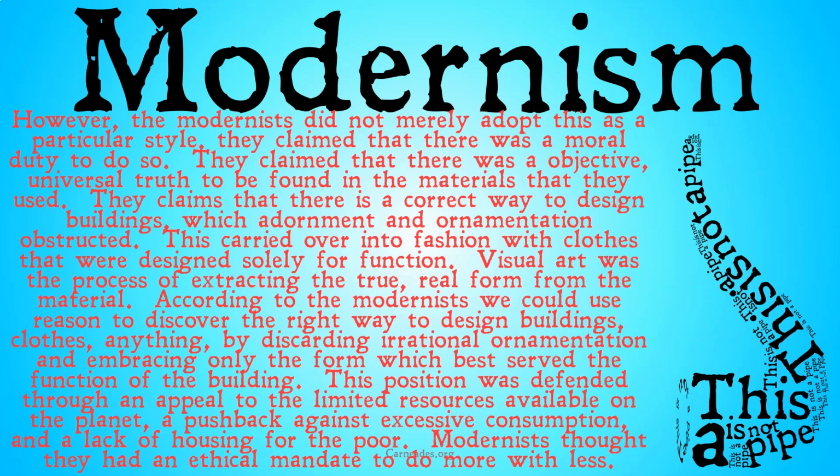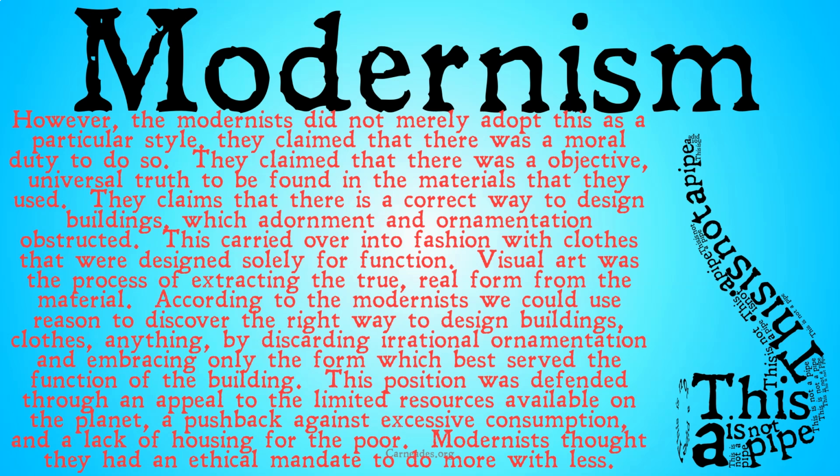However, the modernists did not solely adopt this particular style. They actually claimed that there was a moral duty to do so. They claimed that there was an objective moral truth to be found in the materials that they use. There was a right way to use wood, a right way to use steel, glass, or concrete. They claimed that there's a correct way to design buildings, which adornment and ornamentation obstructed.